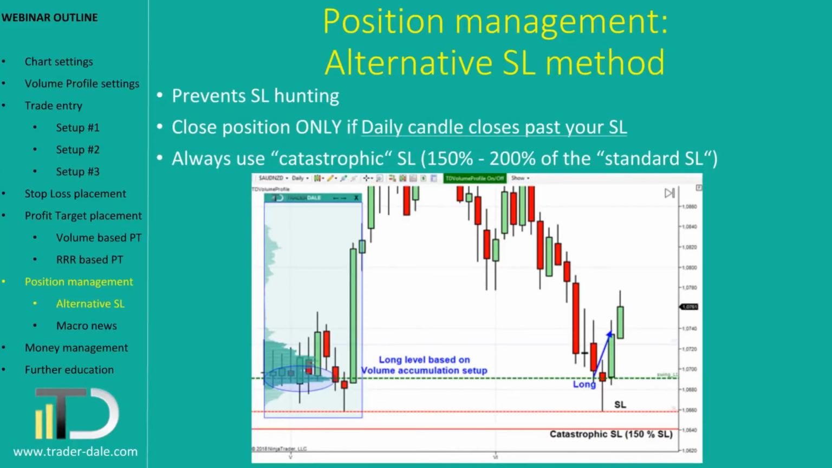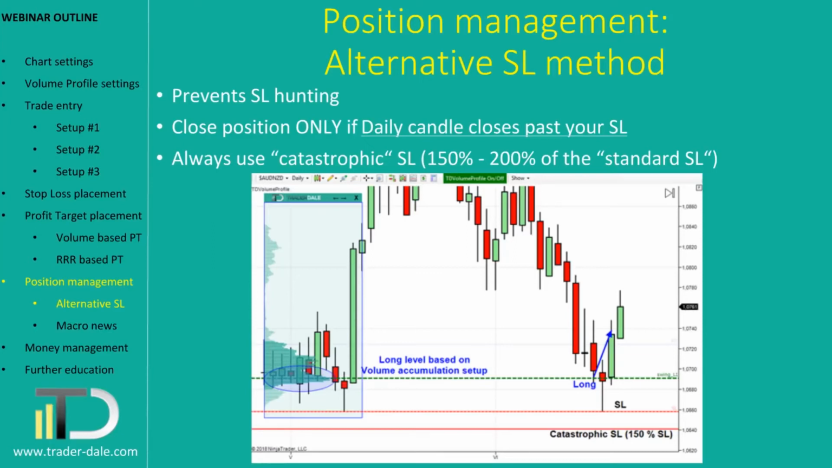Another thing which I would like to cover is the alternative stop loss method. It's my favorite position management method, and it deals with a scenario that every trader knows and every trader hates. It goes like this. If you look at the picture, you can see that I have a long level there. This long level was based on the volume accumulation setup. You can see volume accumulation inside rotation followed by an uptrend.